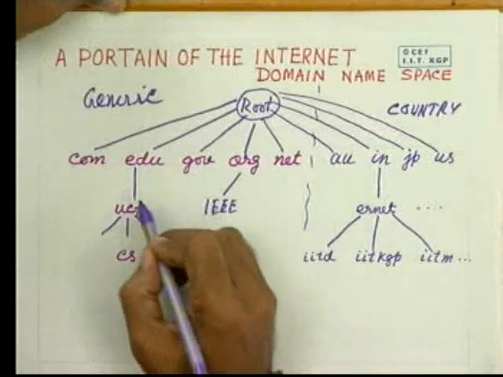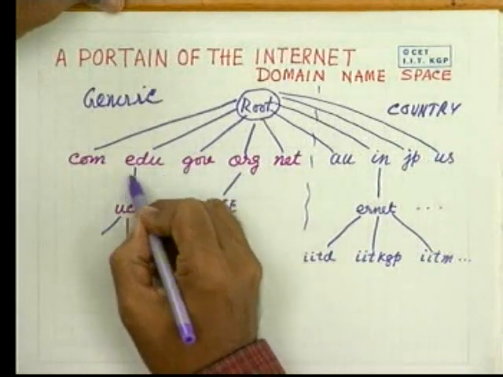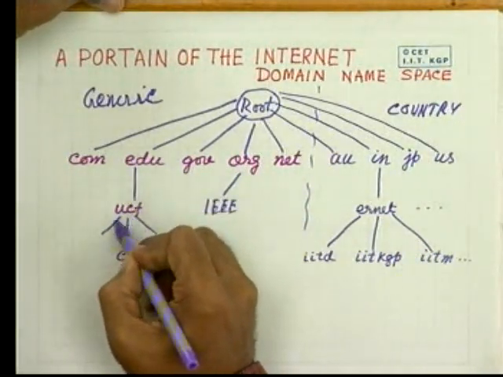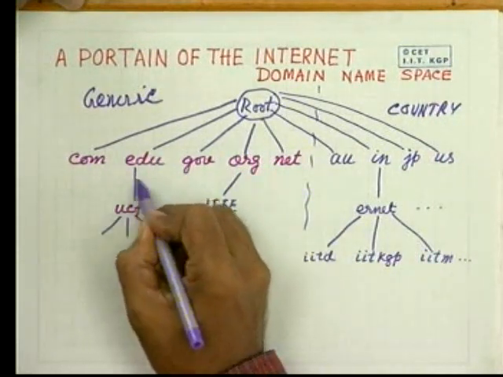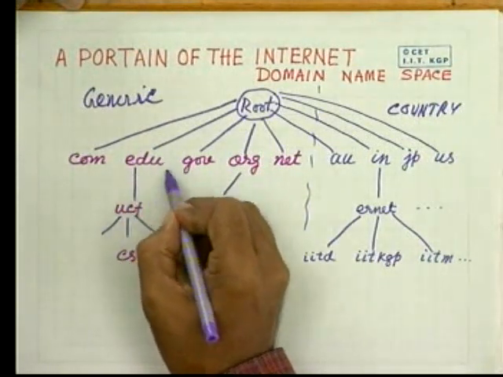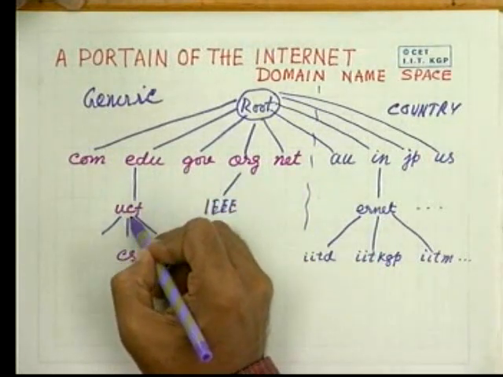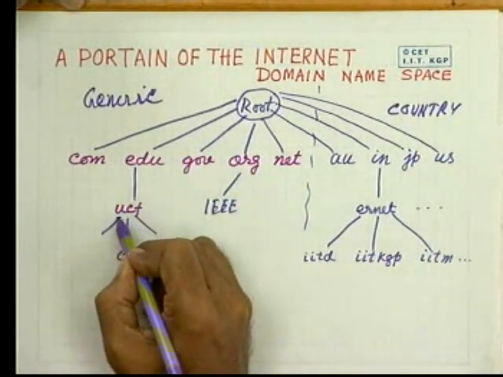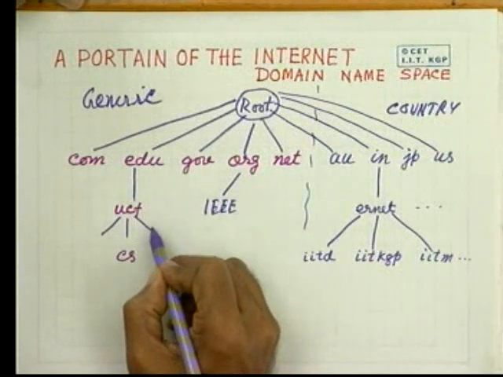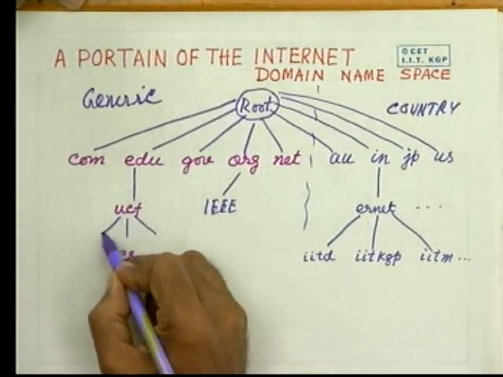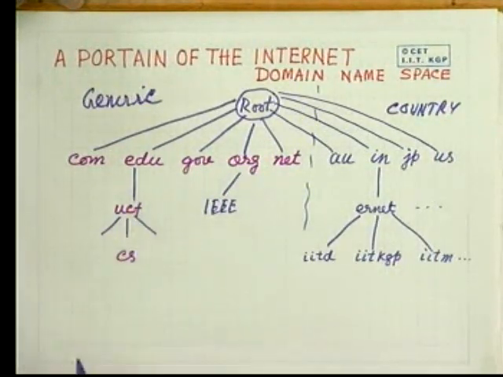So here the delegation of authority is given to each of these domains. For example, under edu it can have a number of subdomains, and the person who is managing this edu server has the responsibility for giving names under it. Similarly, under UCF, which stands for University of Central Florida, there can be a number of domains, and the authority for the names under this subdomain is the person who is managing the UCF system.